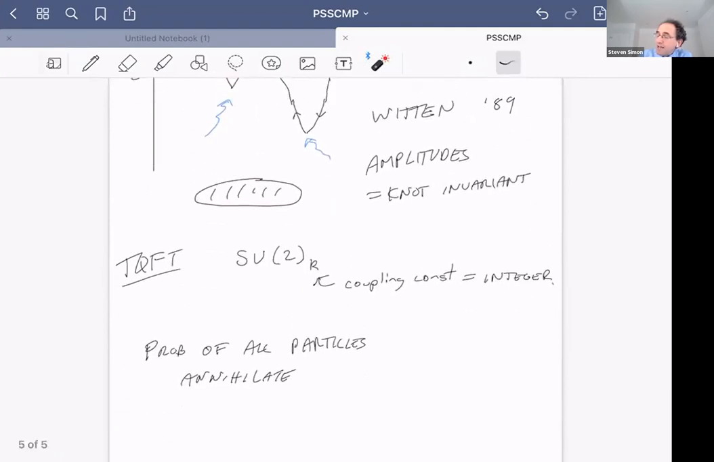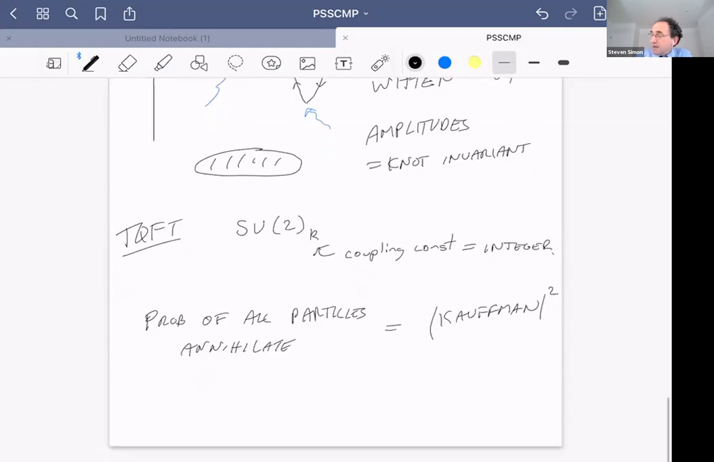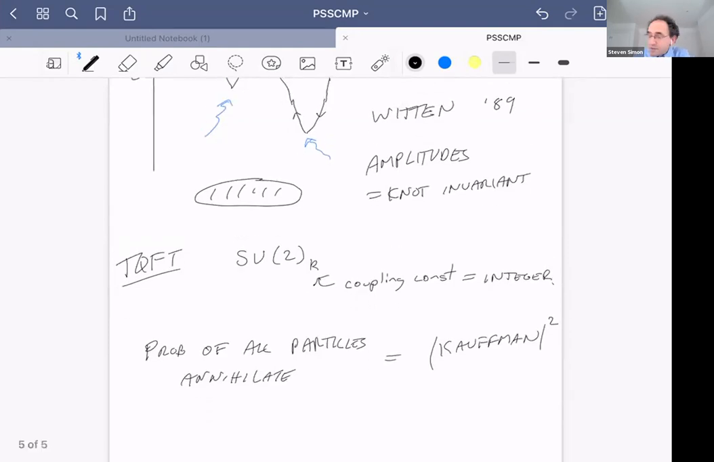The probability of all particles annihilating back to the vacuum is equal to the Kauffman invariant squared. The Kauffman invariant itself is the probability amplitude, and you square the probability amplitude in order to get the probability of all particles annihilating, up to some normalization, which I won't describe, but it's not that complicated a normalization.